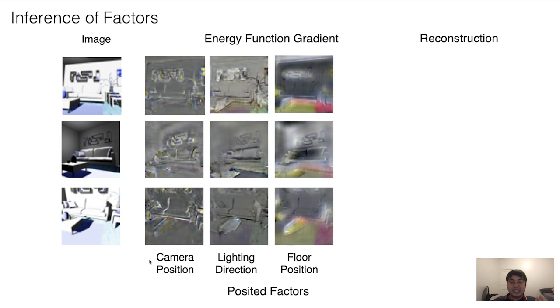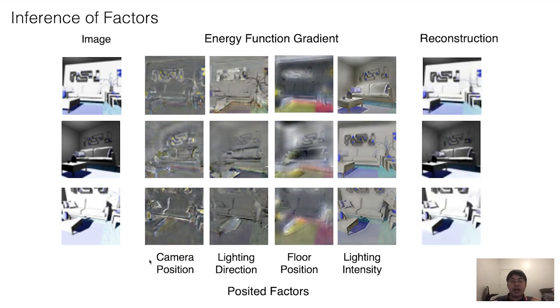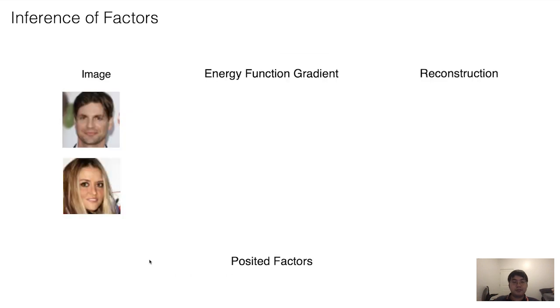The third energy function exhibits high gradients with respect to the floor of the scene, corresponding perhaps to focusing more on the floor position. And finally, the fourth energy function exhibits stronger gradients with respect to the overall scene, suggesting that perhaps the fourth energy function focuses on a global factor that affects the entire scene, which we posit to be lighting intensity. If we optimize with respect to all four of our inferred energy functions, we find that we are able to recapture the original image.